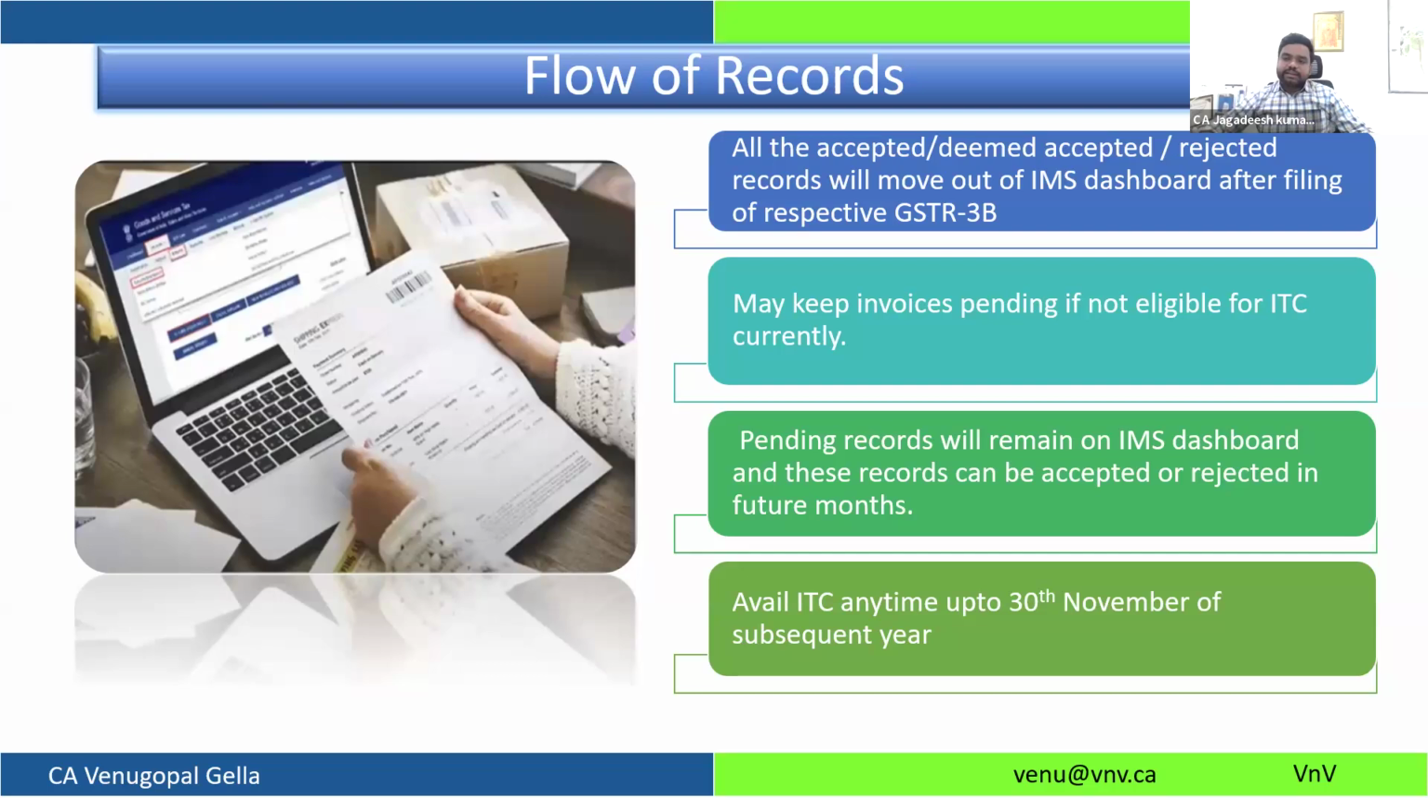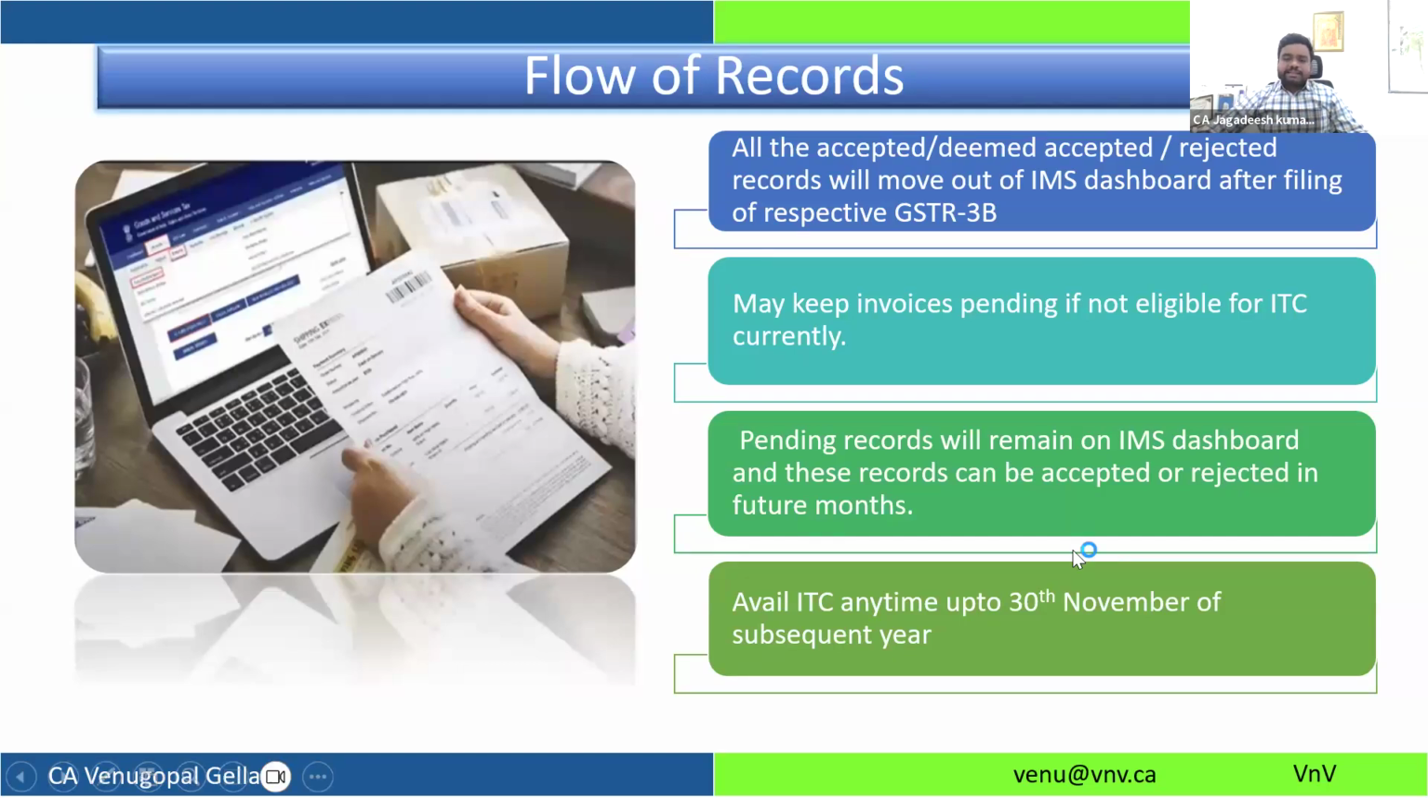Only those records will remain in the IMS. You may keep invoices pending if they are not eligible for ITC currently, or if you are uncertain about a particular invoice. You may feel that it doesn't belong to you or was wrongly uploaded by your supplier. You can keep it pending. Pending records will remain on the ITC dashboard, and these records can be accepted or rejected in future months.